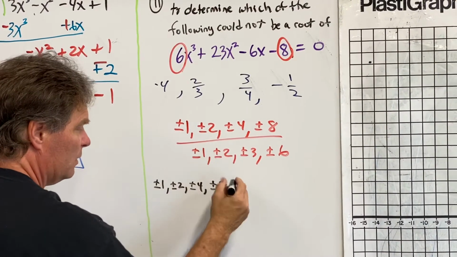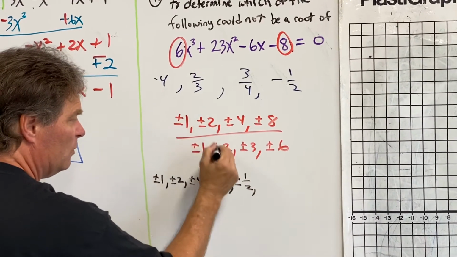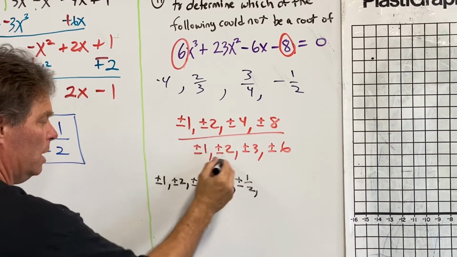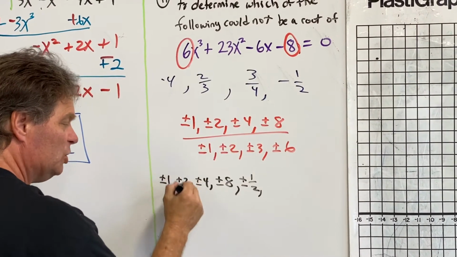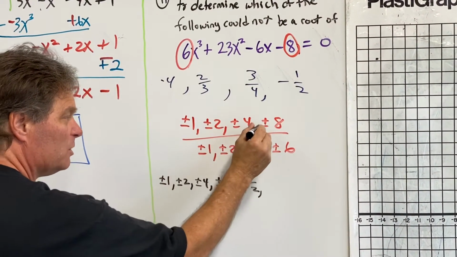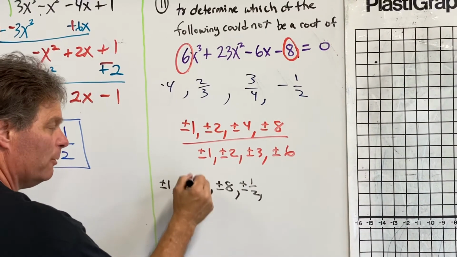Now I'm going to do all these guys over 2, ±1/2, ±2/2. But wait a minute, that's just 1. It's already accounted for, right? ±4/2. Well, that's just 2. It's already accounted for. ±8/2. Well, that's ±4. So those have all been accounted for already.